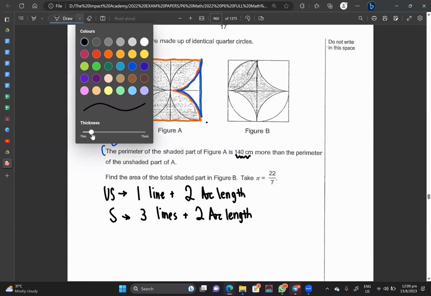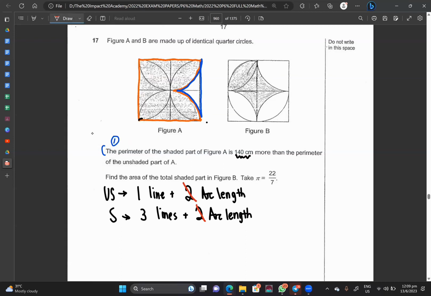Why? Because the arcs are the same, so anything that is the same, we can just cancel out. Agree? So over here, I'm just left with two lines. Therefore, two lines is equal to 140 cm. We find one line, our Mr. Green Man, and that gives me 70 cm. So this part is 70 cm, this part is 70 cm, this is 70 cm. Likewise, the whole thing over here is 70, so half of it is 35. You agree? So half of it is 35, 35, 35.